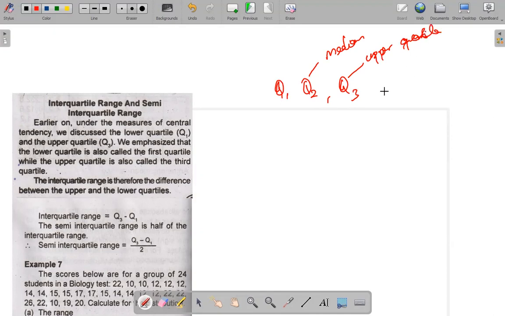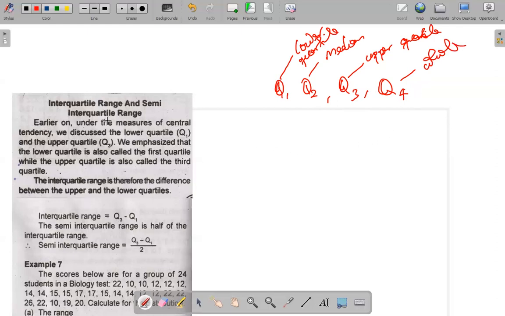And then the fourth quartile Q4, which is the whole of the set of data. So Q1, Q2, Q3, and Q4, when a given set of data is divided into four equal divisions: Q1 is called the lower quartile, Q2 is the median, Q3 is the upper quartile, and Q4 is the 100% or the whole of the data.